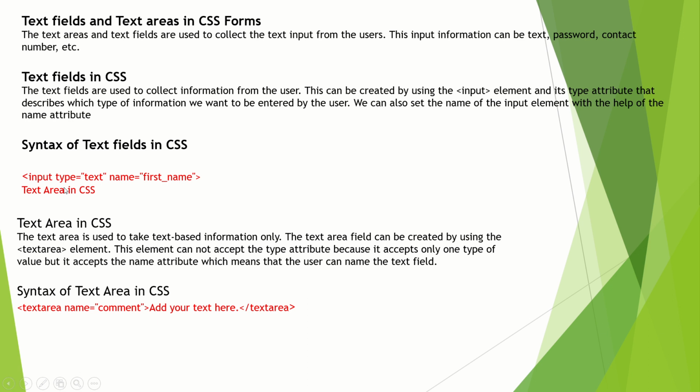Next is text area in CSS. Text area is used to take text based information only. This is created by using the textarea element. The element cannot accept the type attribute, but it can accept one type of value, that is a comment. It accepts a name attribute, which means that the user can name the text area, and only one name the text area accepts.